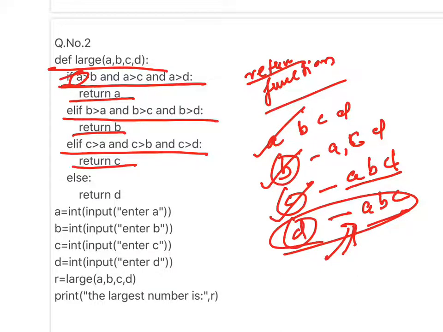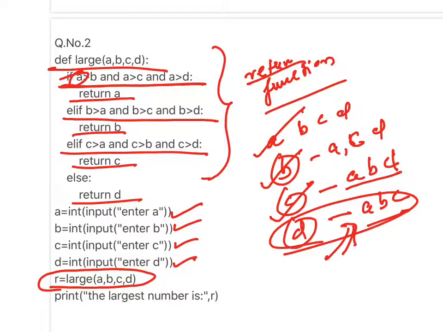So now, finally, you have returned D. Now give the values A, B, C, D. Then call the function here, R equal to large(A, B, C, D). Whatever the answer comes from there, either A, B, C or D.